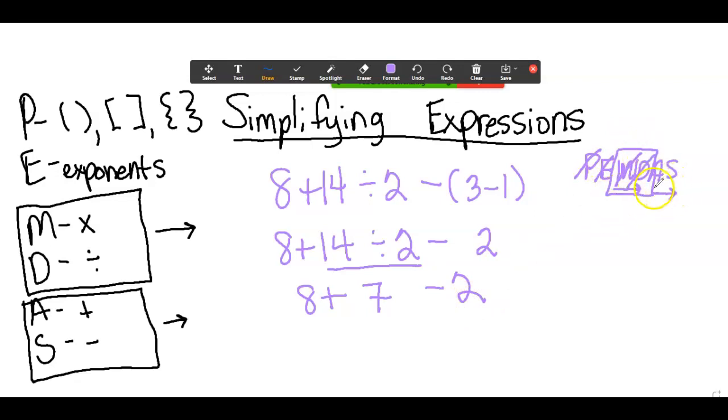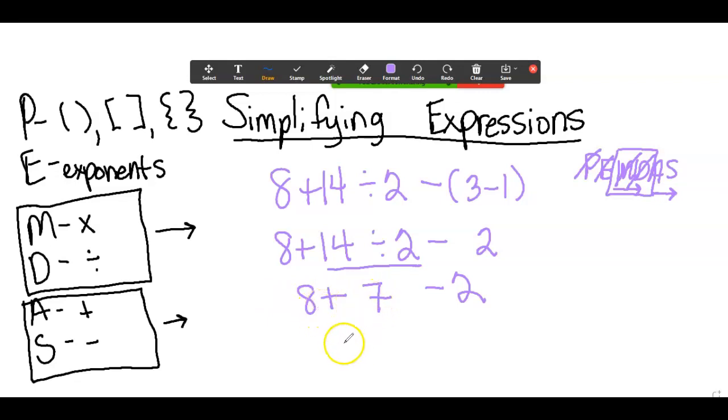Now, I'm looking for addition and subtraction. I see that I have them both, but when I have them both, I have to go left to right. So I'm going to do this addition first, not because addition always comes before subtraction, because that's not true. It just so happened that in this problem, addition was on the left, so we're doing that first.